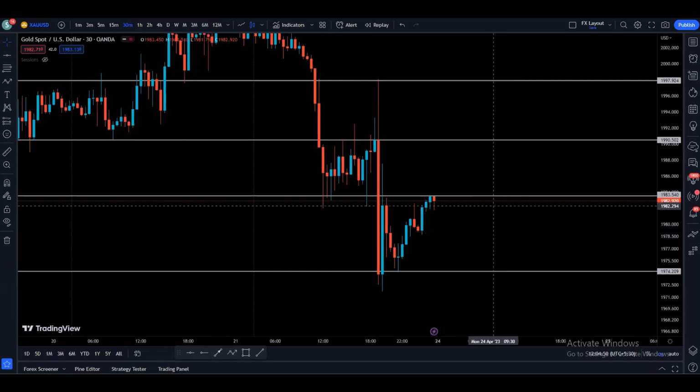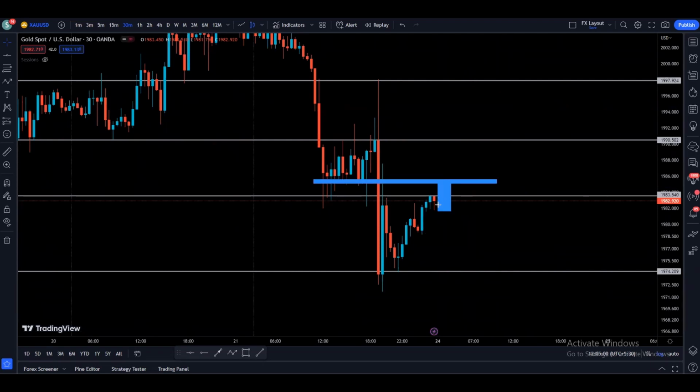So if we get a 30-minute or 1-hour candle close above this resistance area or above this resistance area, right, then it becomes a high probability for the price to come up to the next resistance area, which is right here, and hopefully maybe to the next resistance, which is right here, right?